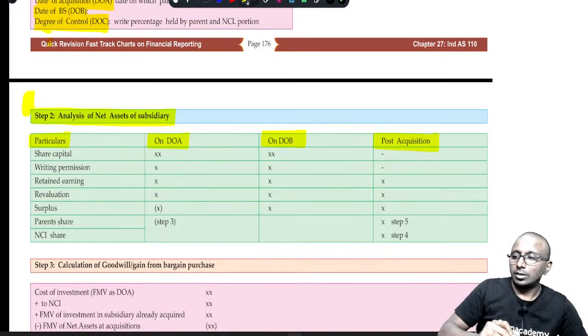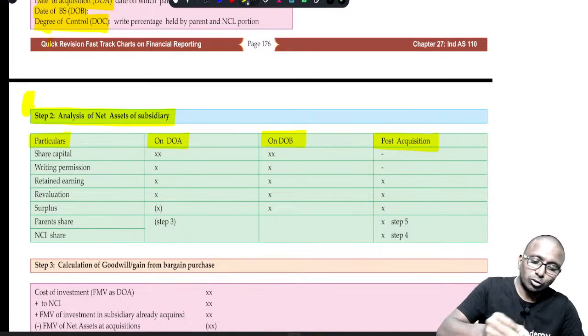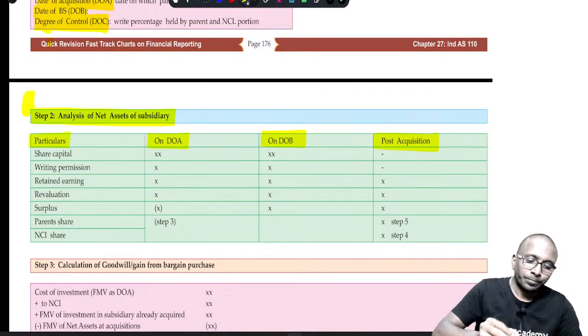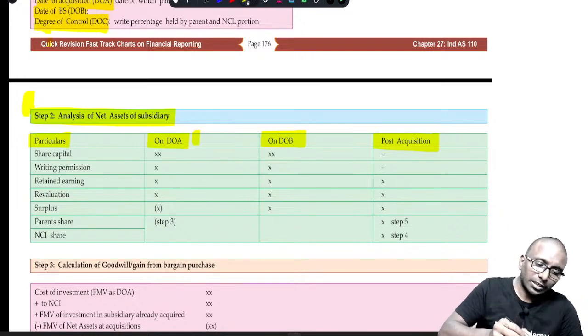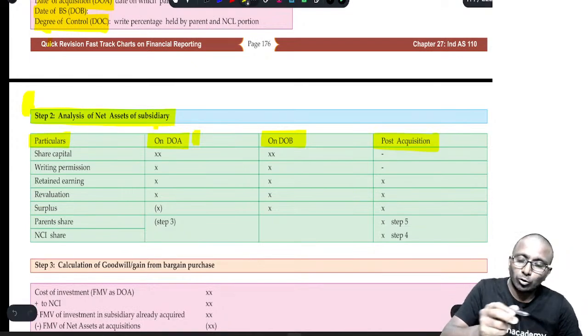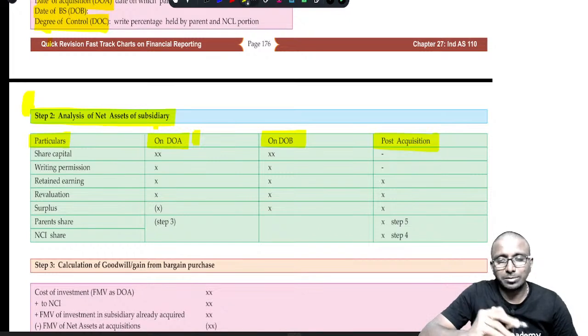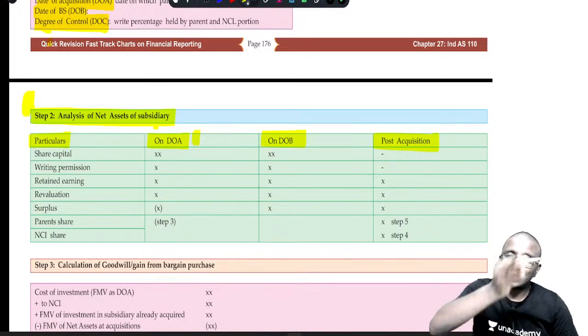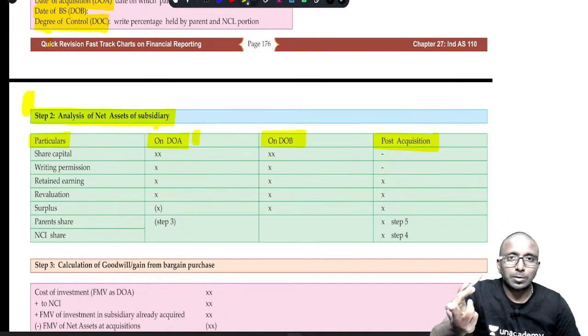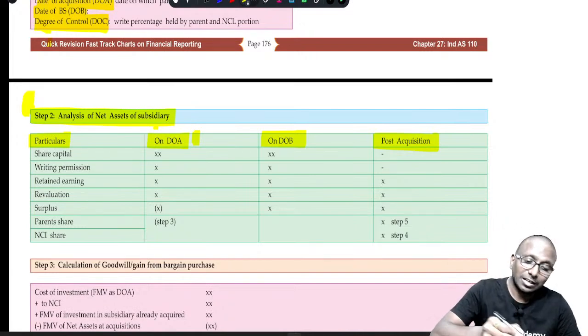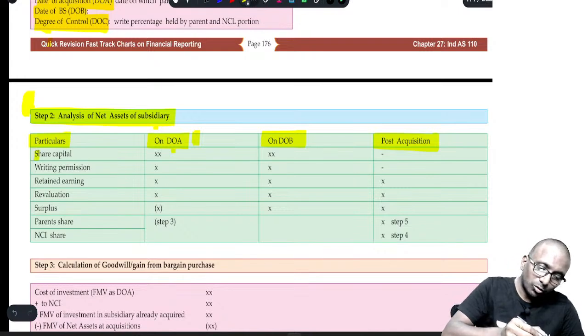Now what do you do? We'll divide like this. On the date of acquisition, what are the balances? What will you take, sir? Equity. Actually, look at the net assets of the subsidiary. Net assets means assets minus liabilities. I also know, but I will take the other way around, which is equity. Equity means equity share capital plus reserves and surplus. On which date? On the date of acquisition. Look at share capital.